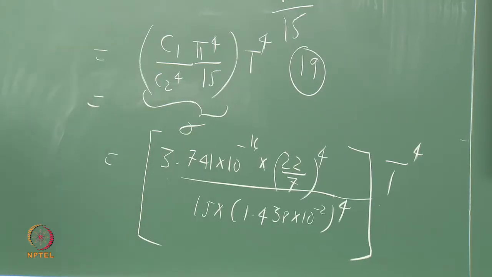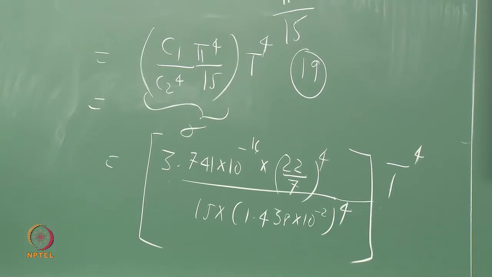Ravindra, Chaitanya, done? 5.67? 68. Okay, fine.